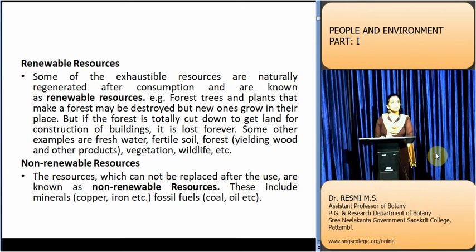The first one is the renewable resources. Some of the exhaustible resources are naturally regenerated after consumption. For example, forest trees and plants, that is, once destroyed, new ones can be grown from seedlings. But you have to keep in mind that if the forest is totally cut down for land or construction or building, it is lost forever, it is not replenishable.